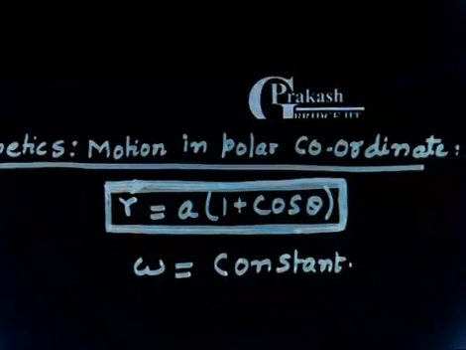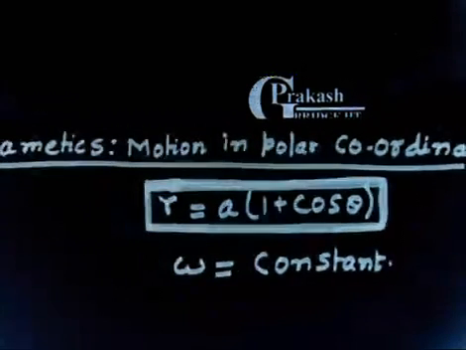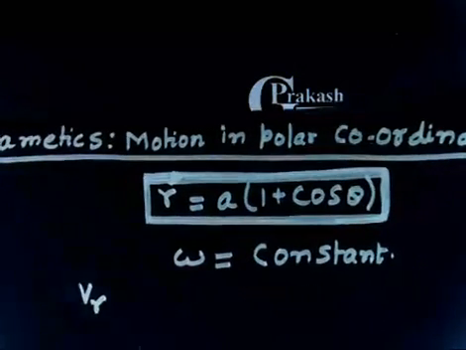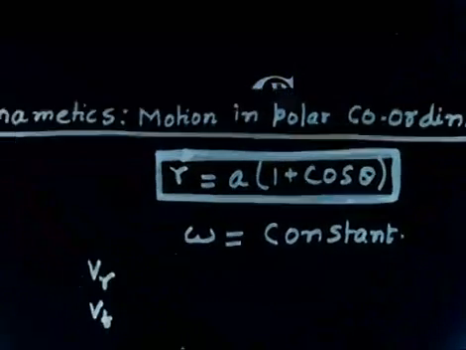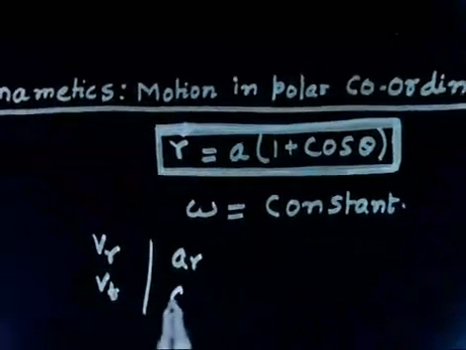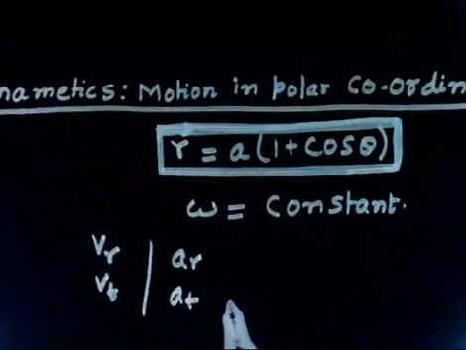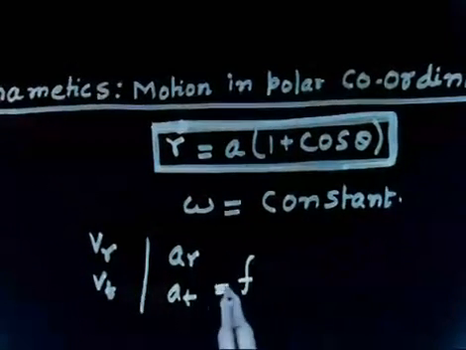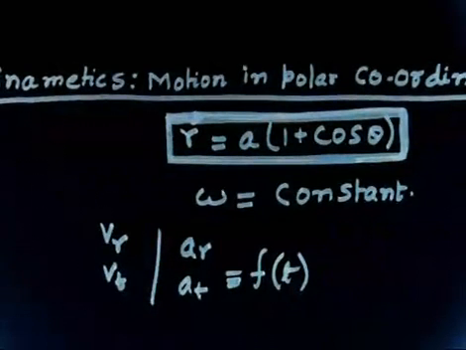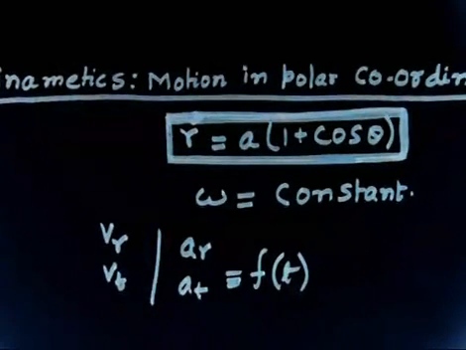Now the next part: find the radial and transverse components of velocity and acceleration at any time t. So we have to find the radial component of velocity, the tangential component of velocity, the radial component of acceleration, and the tangential component of acceleration as functions of time t. So this is my task. Now this is quite easy.